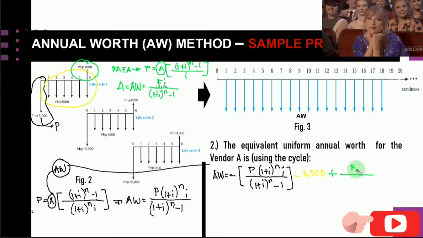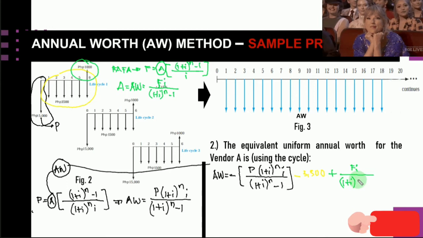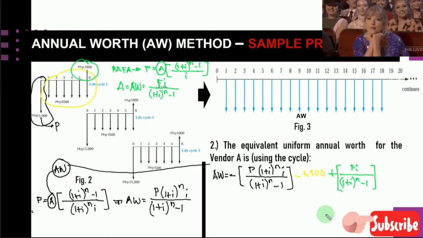this Fi, over this 1 plus I raised now to the n minus 1. Okay, so this is now our equation or formula in getting the annual worth value, considering only one life cycle here. So I hope this is clear, that this A here is just an annuity if you're going to use this formula for the present worth, and this one is just the annuity or the annual value if you are going to use the formula of your future worth. Okay, so proceeding.